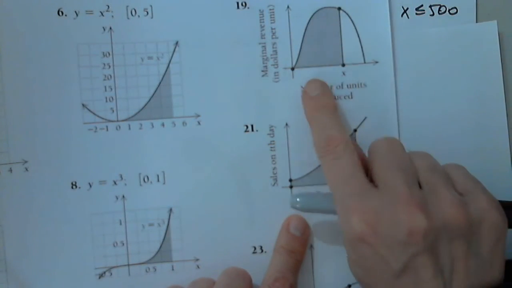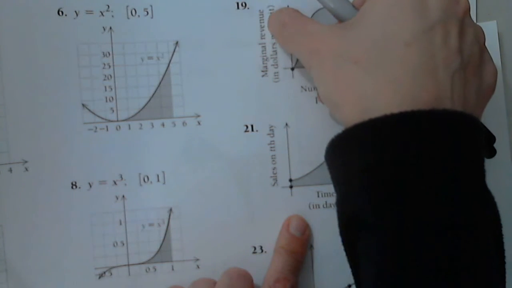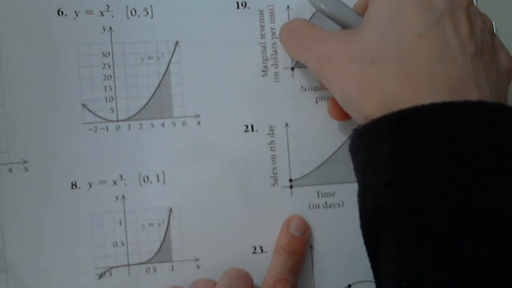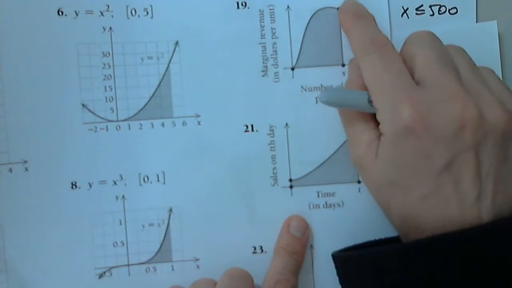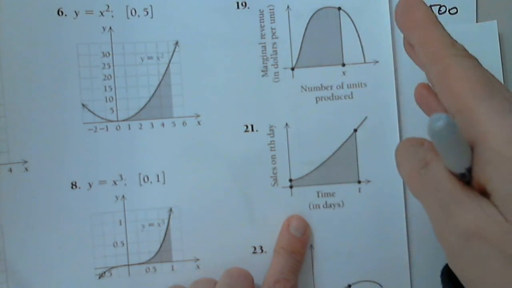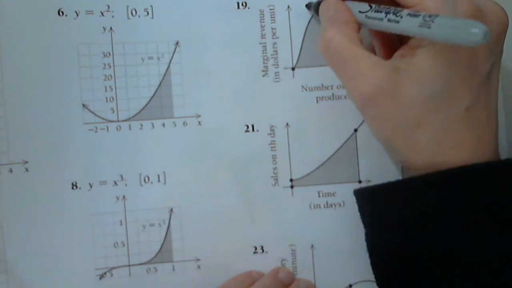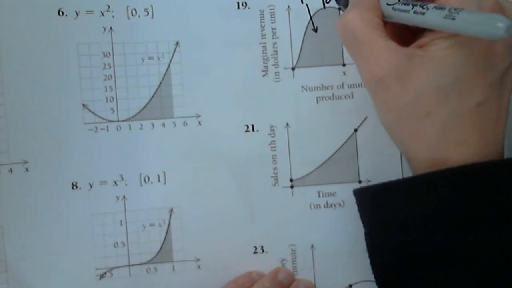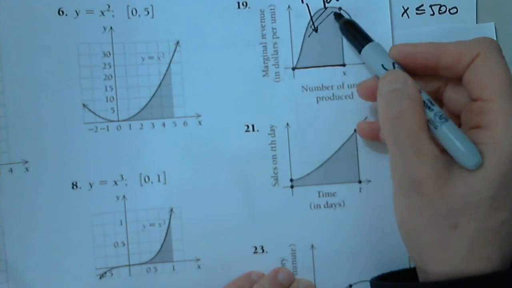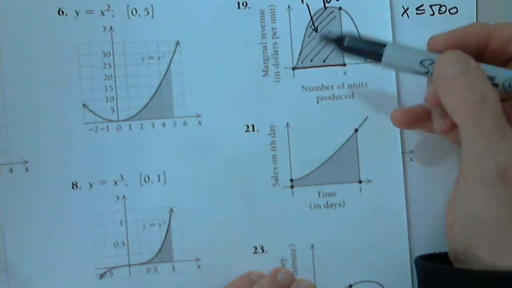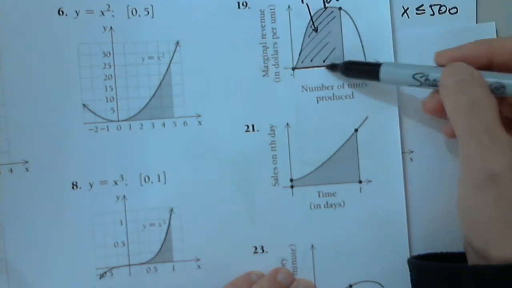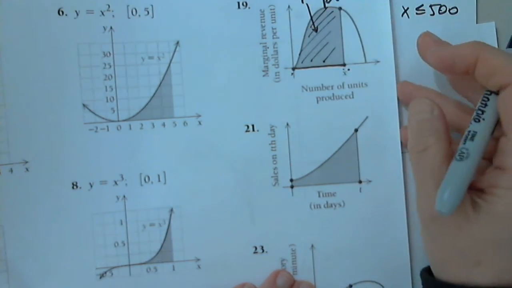So this is number of units produced, and this is marginal revenue in dollars per unit. Of course, marginal revenue has two measurement units, dollars per unit. What will this represent? Of course, the total revenue. So this is total revenue on this interval. So this area, once we determine the integral from 0 to this, from the marginal revenue, this will be the total revenue between 0 and x.